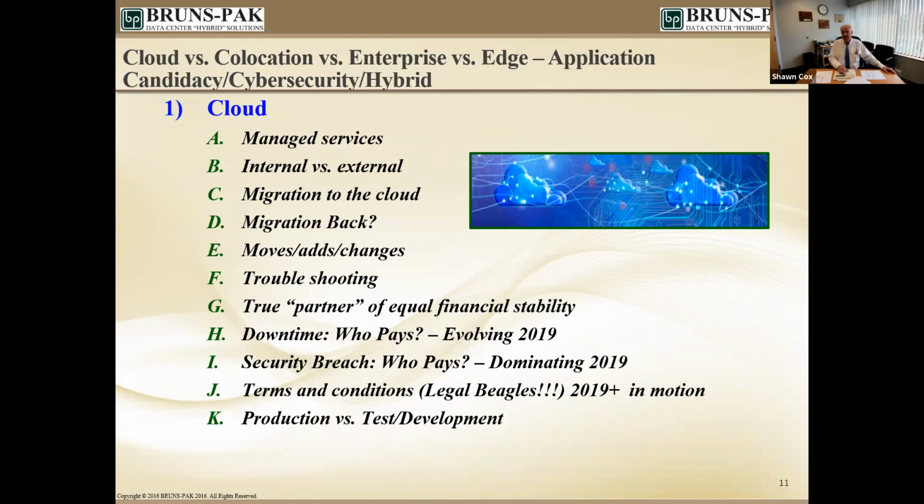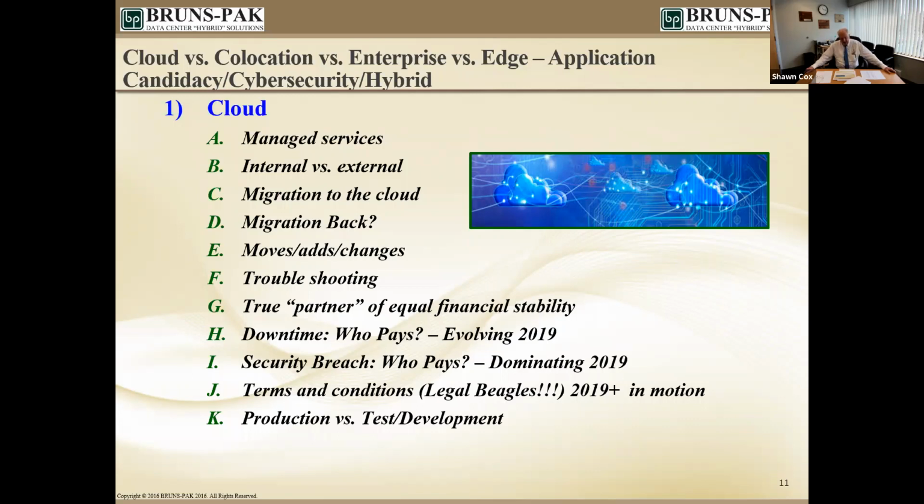Internal versus external cloud. Do I need to have an internal cloud versus external? How do I migrate to it? That's the key thing. How long does it take? Migration back, by the way, is a consideration when you're doing that. As with anything, once you migrate out, think about the repercussions of potentially coming back down the line. We are seeing some moves from the cloud to some edge computing solutions recently. Moves, adds, and changes in the cloud.